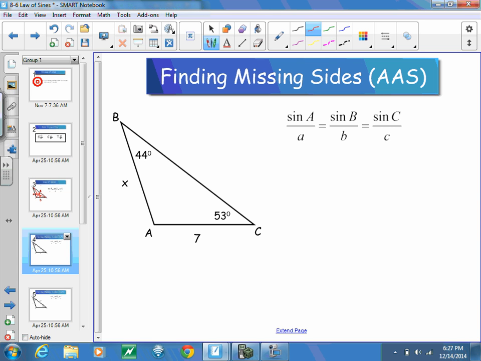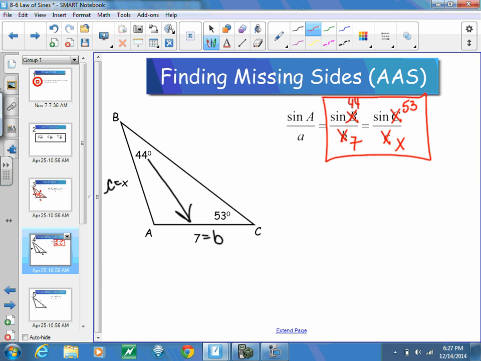We have two angles, angle B and angle C, and we are trying to look for x, which is going to be little c, since it's opposite of angle C. I am given 7, which is opposite of angle B, so that's little b. When I look at the formula, I can replace angle B with 44 degrees, angle C with 53 degrees, little b with 7, and little c with x. What I have now is two complete ratios, which allows me to solve for x.